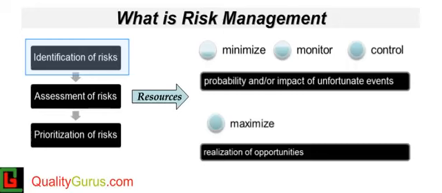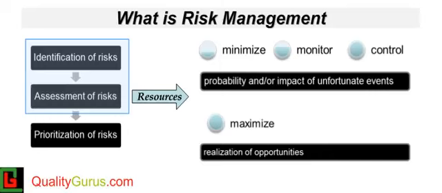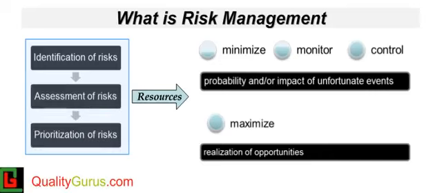In risk management, you identify the potential risks, then you assess them so that you know which of the identified risks are more critical and which are less. Based on that assessment, you give more priority to some risks and less to others. You cannot cover all risks since you have limited resources. With this priority, you put your resources on high priority risks.